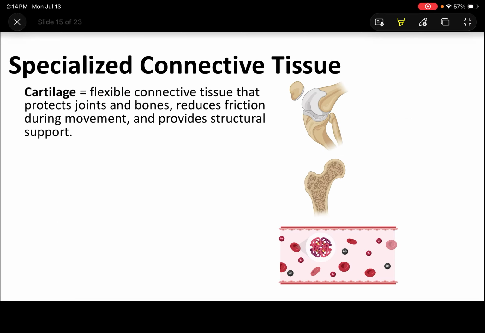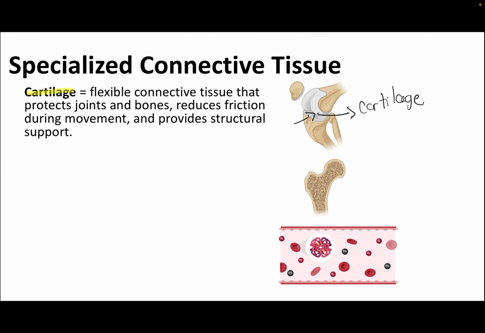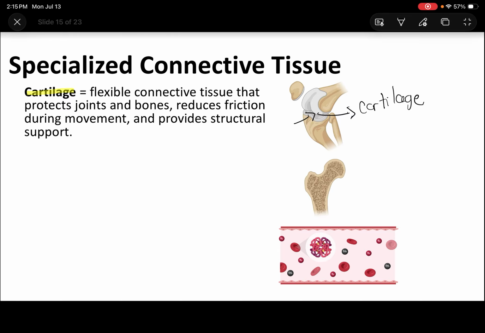Then we have our specialized connective tissues. Like I mentioned, we're going to talk about cartilage, blood, and bone. Cartilage is the flexible connective tissue that helps protect joints and bones. You have cartilage between where your bones meet. If you think about your knee, this is a kneecap here, and this is cartilage. Every time you bend your knee, you're bending your femur bone against it. You don't want those bones to scrape together because that does not feel good. This helps reduce friction during movement, and it helps provide structural support as well. So we call this a specialized connective tissue.